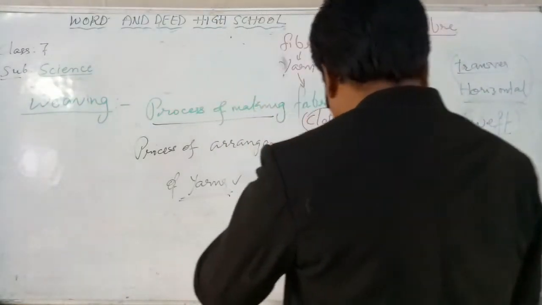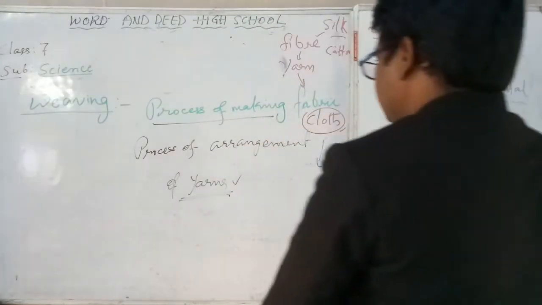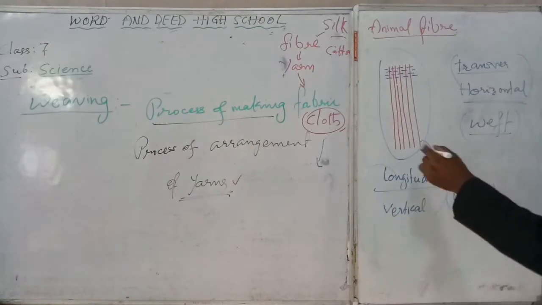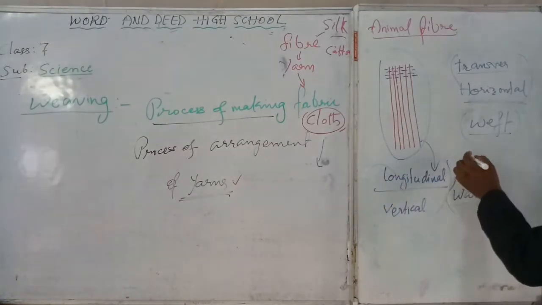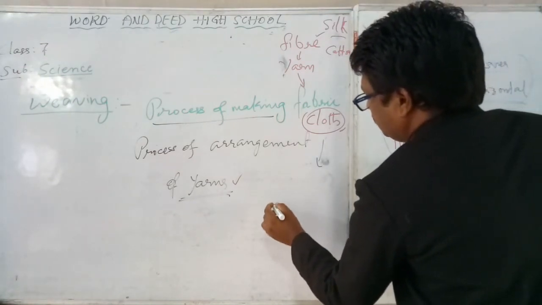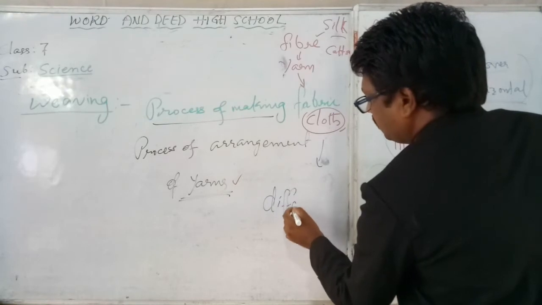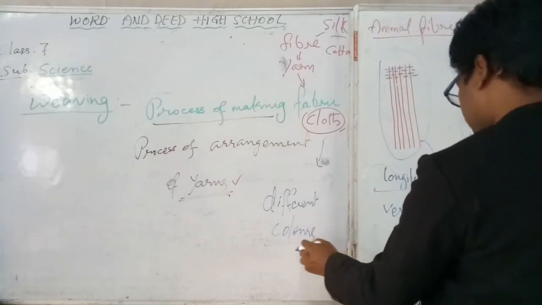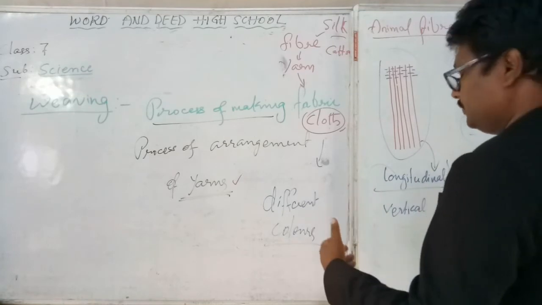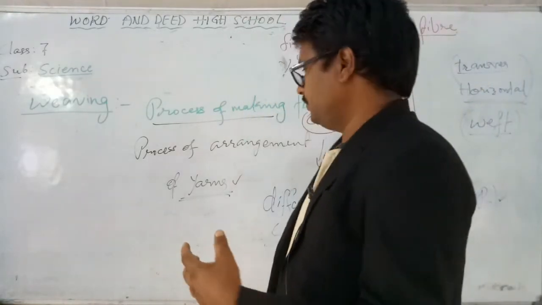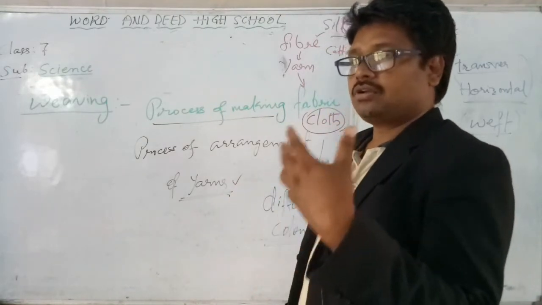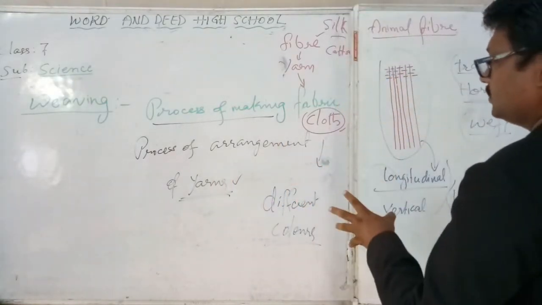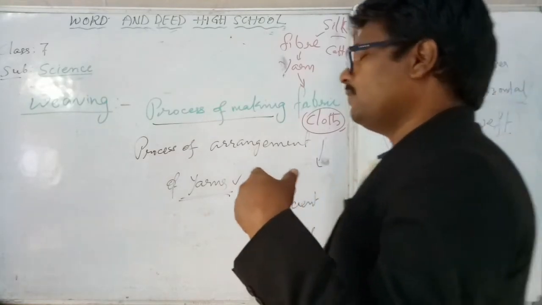Next, to give beauty to the cloth, the yarns are arranged in different colors. See the cloths that are in different colors. We don't see the cloths in the same color, right? We see the cloths in different colors. That's because the arrangement of the yarns is in different colors. Like this, we get different colorful fabrics.